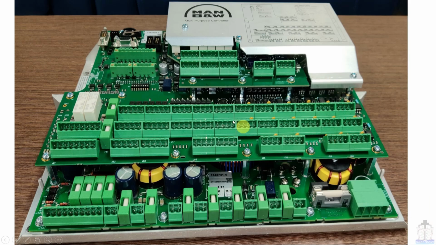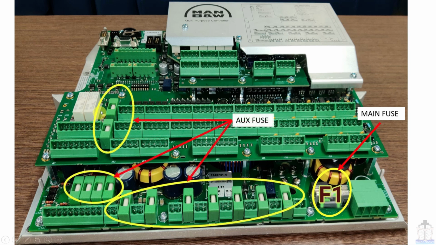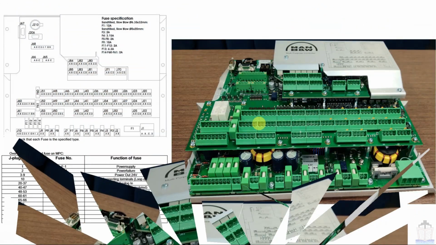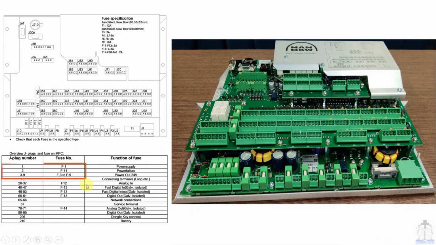Here in this section we will learn about all fuses which is installed in the MPC. Here this one is called the main fuse and nominated as F1, and here these are called the auxiliary fuses. So now here we are going to see all fuses one by one. First of all we will see about the fuse F1.